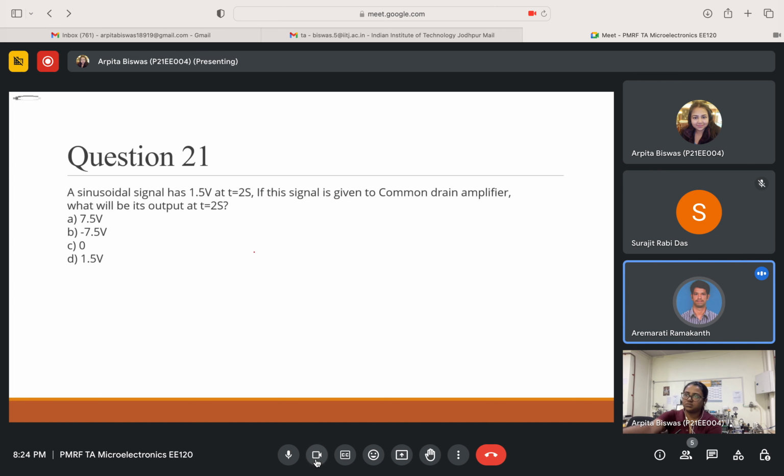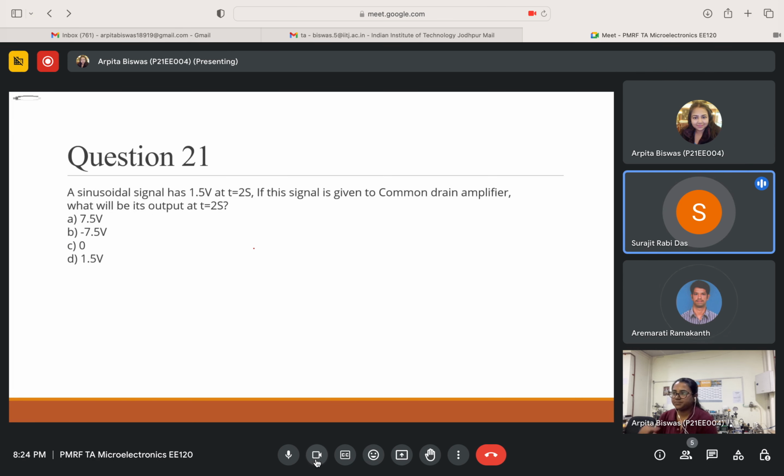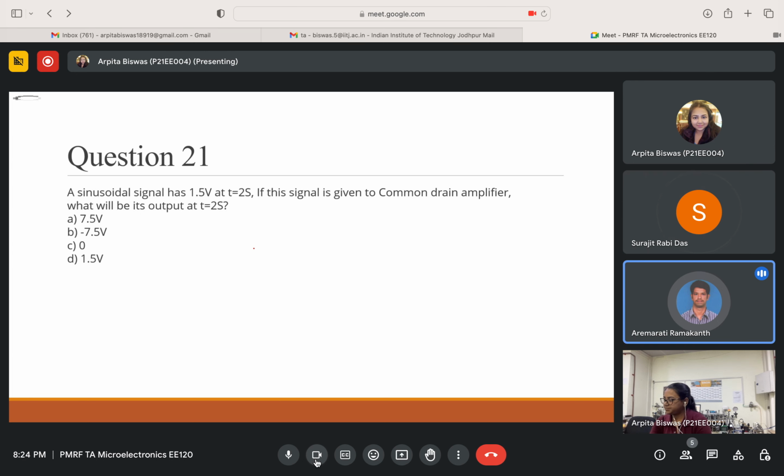This is question number 21. A sinusoidal signal has 1.5 volt at t equal to 2 second. If this signal is given to a common drain amplifier, what will be its output at t equal to 2 second? 1.5 volt, right? Yes, 1.5 volt, same as the input. So the right option is 1.5 volt, D.